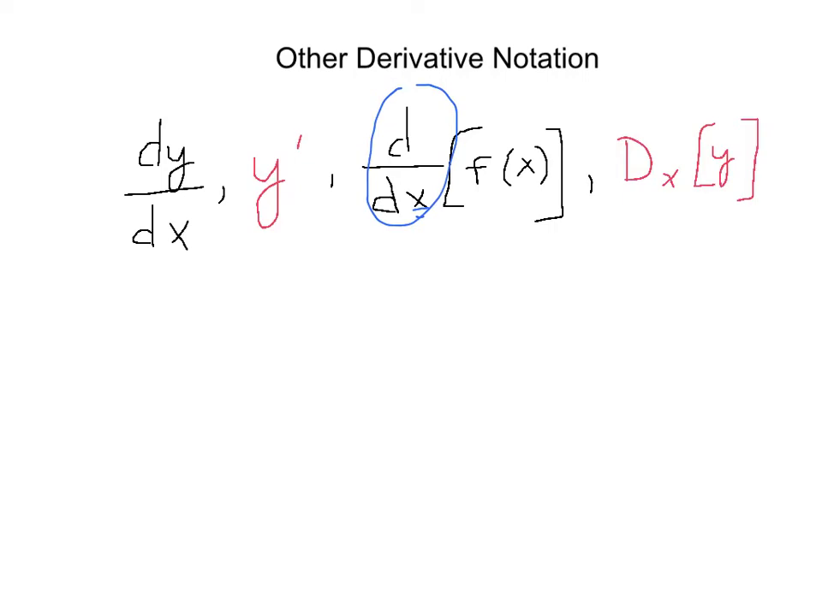And this capital D with a subscript of x of y, the derivative with respect to x of some function y. So all of those mean the same thing as this f prime of x. They are all just a derivative notation. Okay, different notations depending on the context of the problem, or sometimes just depending on the mathematician or the textbook that you're referring to. But they all have the same meaning.